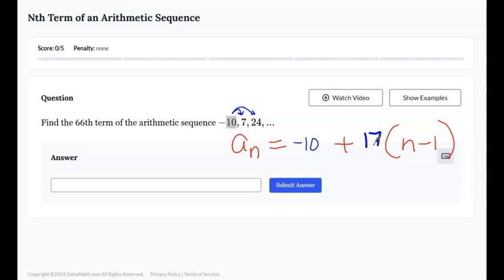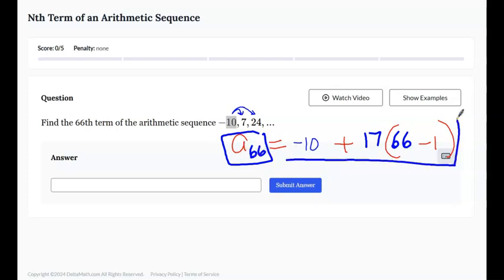Now that I have the explicit formula, I can find the number in the 66th position. So I replace the letter N with a 66. And I can also replace this letter N here with a 66. This one is just a narrator. It says the answer in the 66th position will be whatever the answer to this mathematical expression is: negative 10 plus 17 times 66 minus 1.